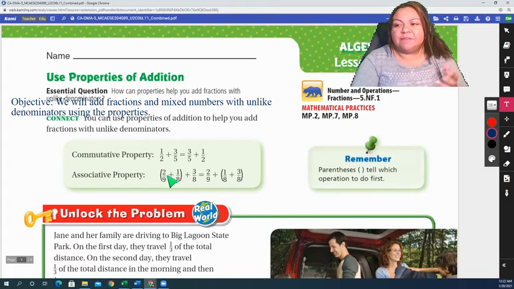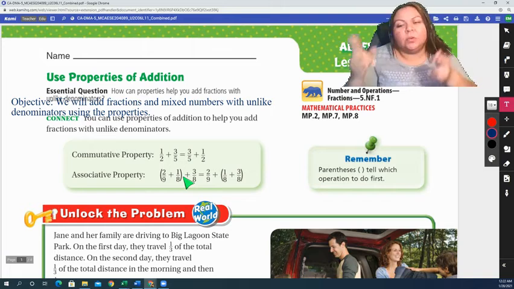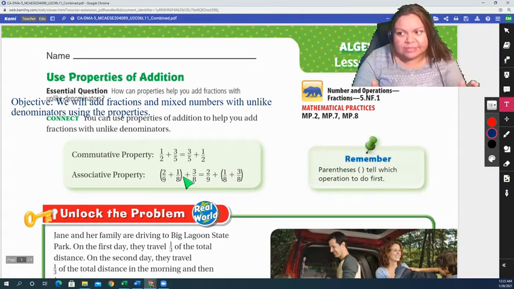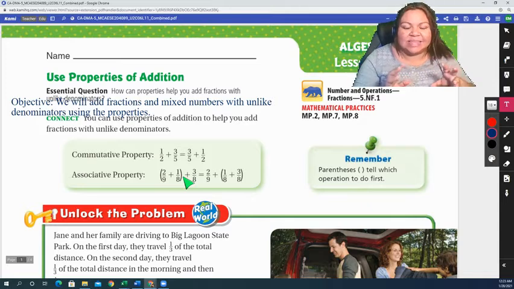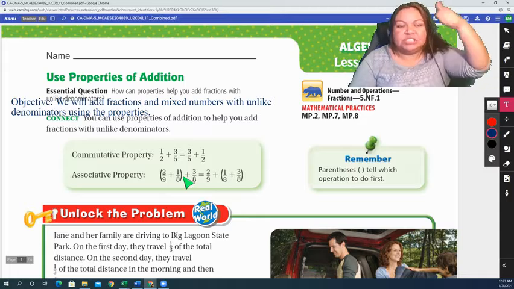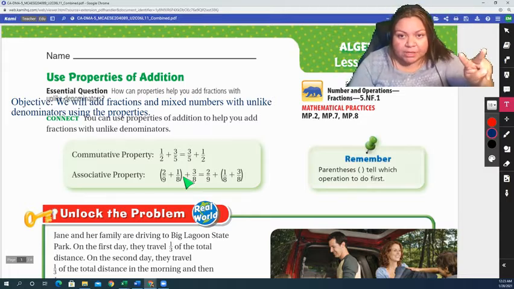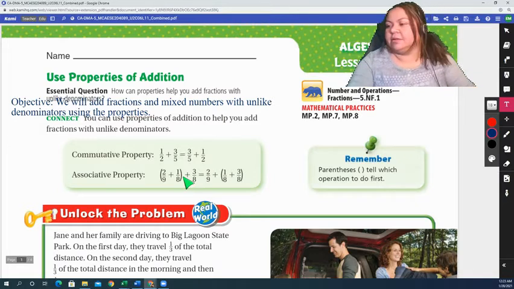So if you have a group of numbers that you're adding, you can change the grouping. And when we're saying that we're changing the grouping, we are talking about parentheses. So I can group different addends and it will still be equal to the same. So keywords: commutative property, change the order. Associative property, change the grouping. And that is mainly the gist of it.